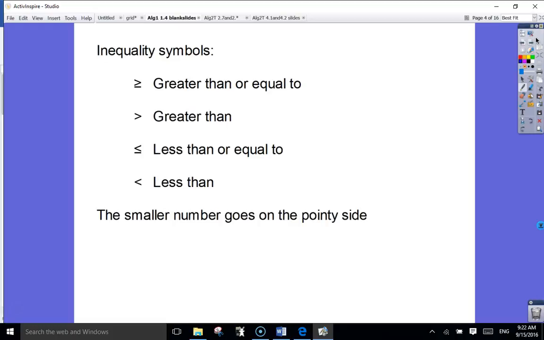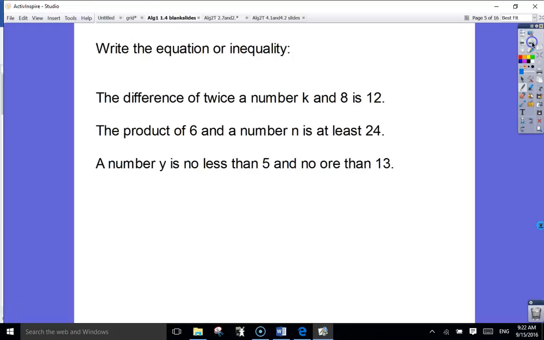Okay. So we're not solving these things. We'll get into that more later. We're just trying to turn words into math expressions, or this time equations and inequalities. So write the equation or inequality. The difference of twice a number k and 8 is 12.